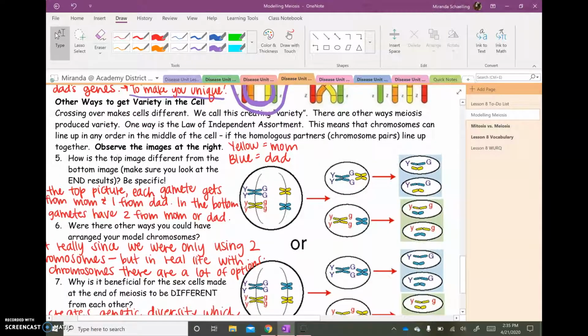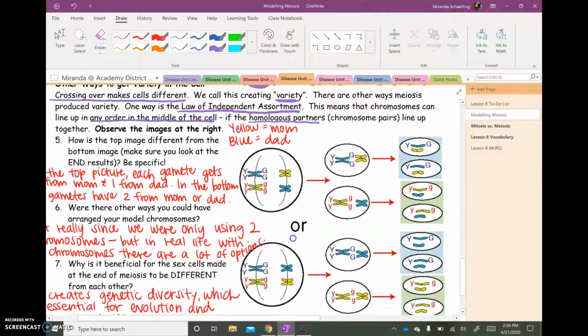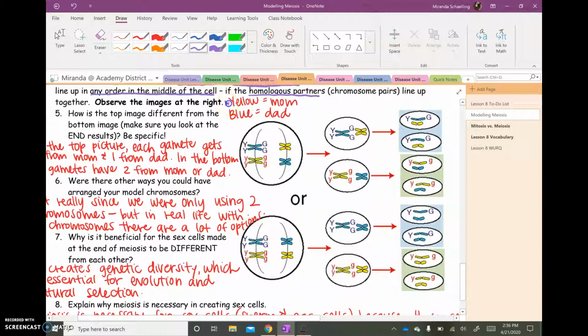Other ways to get variety in the cell: crossing over makes cells different, like we saw in our gametes. We call this creating variety. Okay, there are other ways meiosis produces variety. One way is the law of independent assortment. This means that chromosomes can line up in any order in the middle of the cell if the homologous partners line up together. Okay, so in this case, let's say we've got yellow from mom and blue from dad. So we've got the lining up here. We've got two big guys over here and two little guys. Or we've got, oh, I see, or down the middle. So it depends upon how it splits.